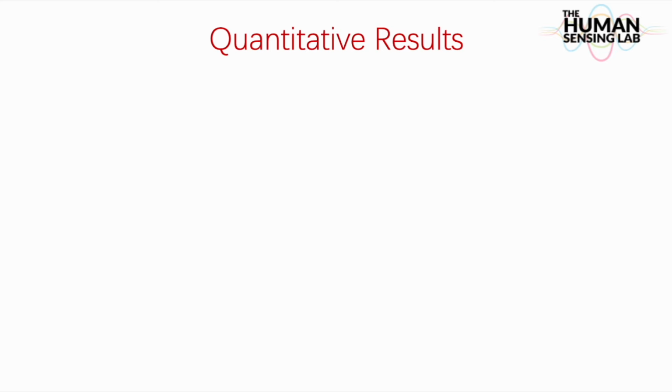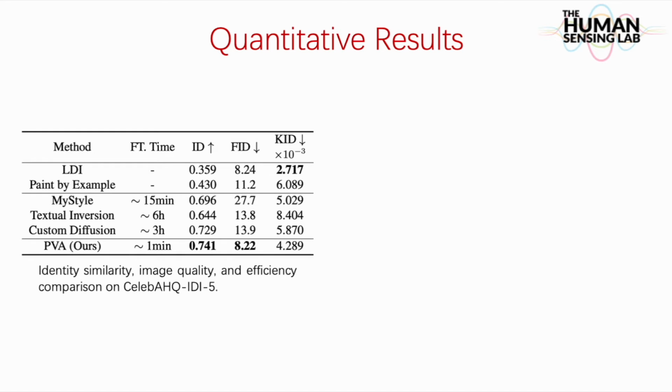Now we present experiment results. We compared to 5 baselines, including latent diffusion inpainting, Paint by Example, textual inversion, and custom diffusion. We conducted evaluation on the test set of CelebAHQ-IDI 5. Results show that our method achieved the best identity similarity and a high image fidelity. Moreover, we only needed 1 minute of fine-tuning.